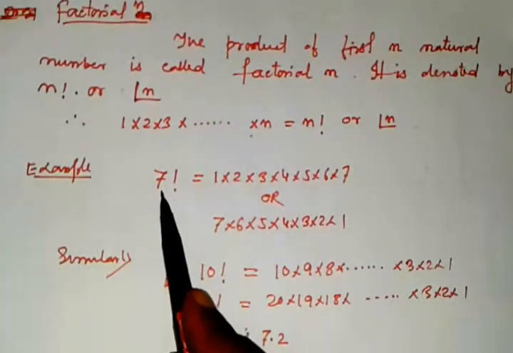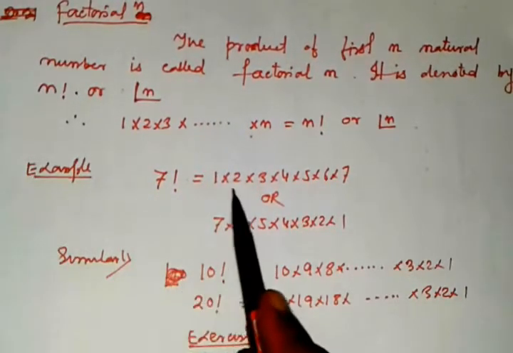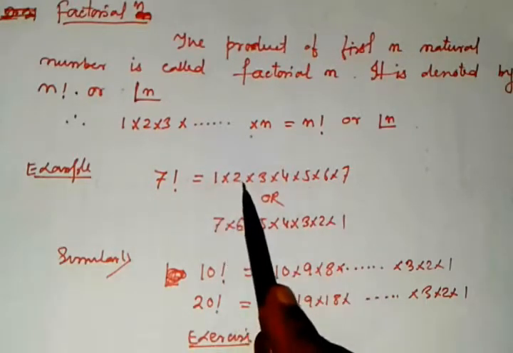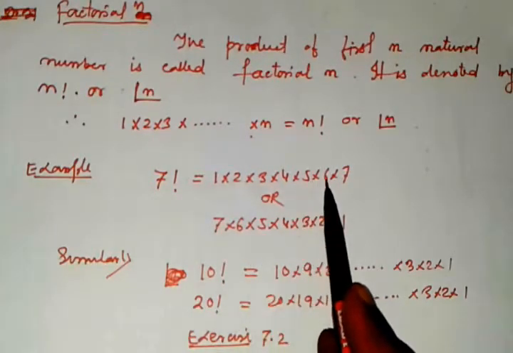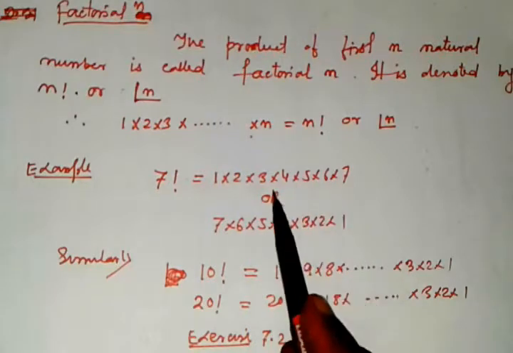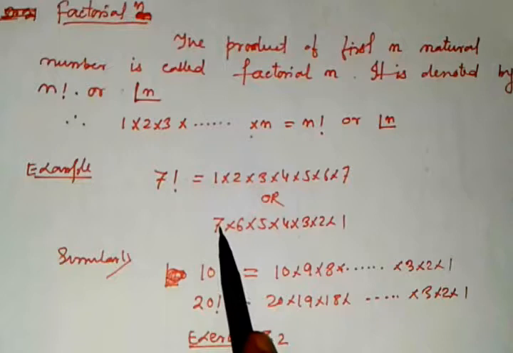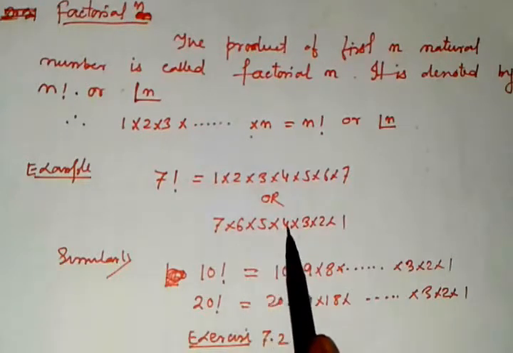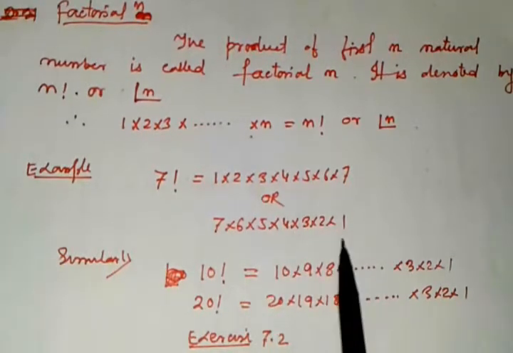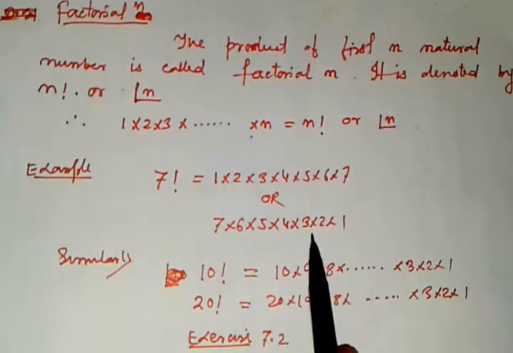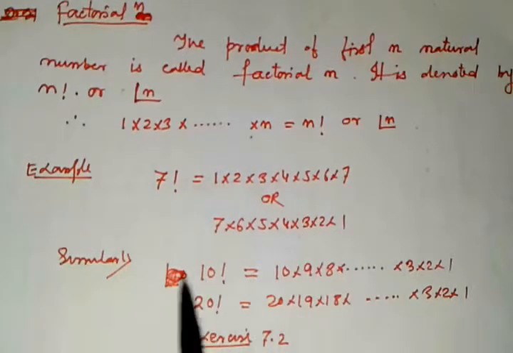Factorial 7. In case of factorial 7, we write 1 into 2 into 3 into 4 into 5 into 6 into 7. We can also write it in reverse order, that is 7 into 6 into 5 into 4 into 3 into 2 into 1. It is better to write factorial n in this pattern.